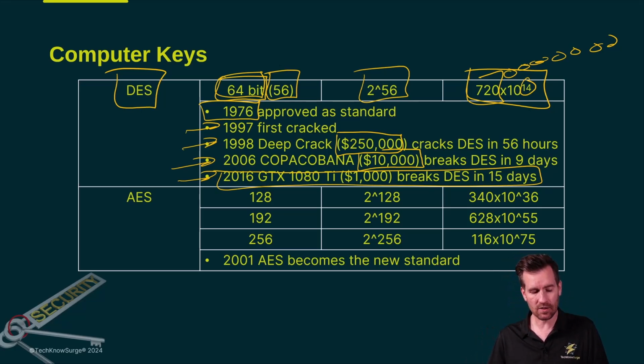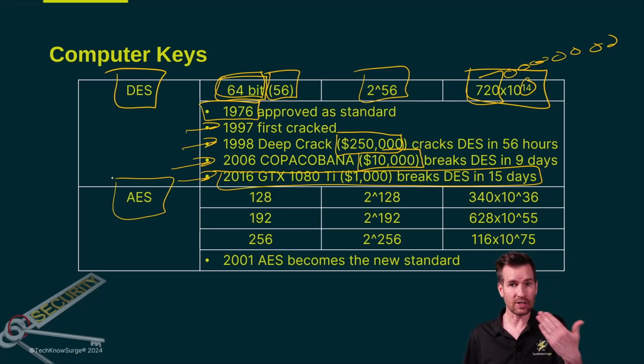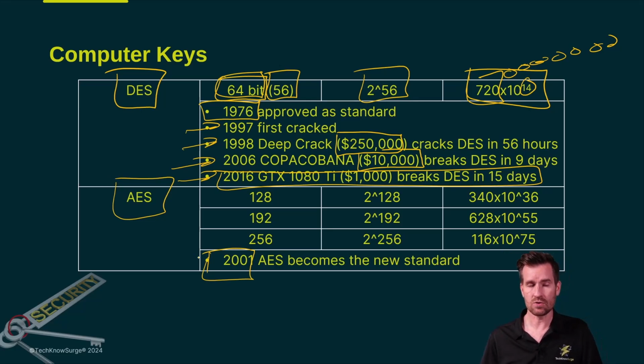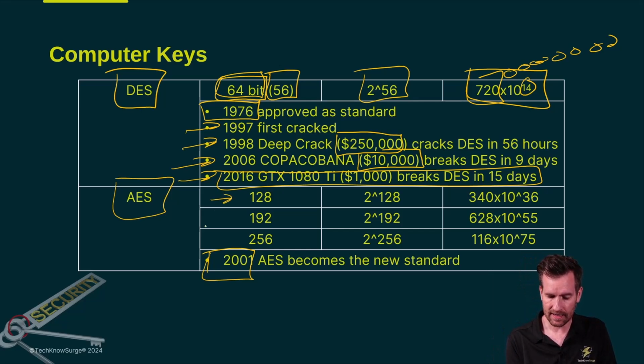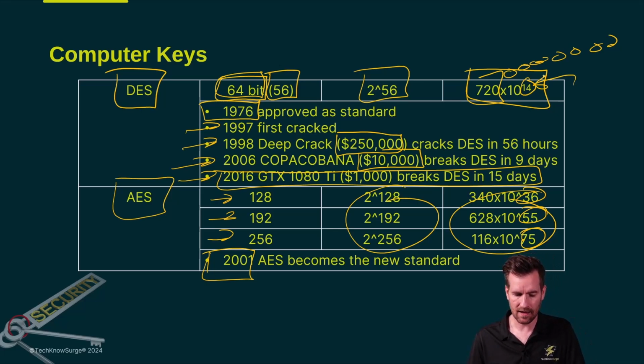So what is the standard now? Well, AES was accepted as the alternate way of encrypting. That was accepted in 2001 is when it became the new standard. And it has actually several settings, 128, 192, 256. And so it actually has different numbers here, 36 zeros, 55 zeros, and 75 zeros. So you can see pretty complex, especially compared to the DES right here.